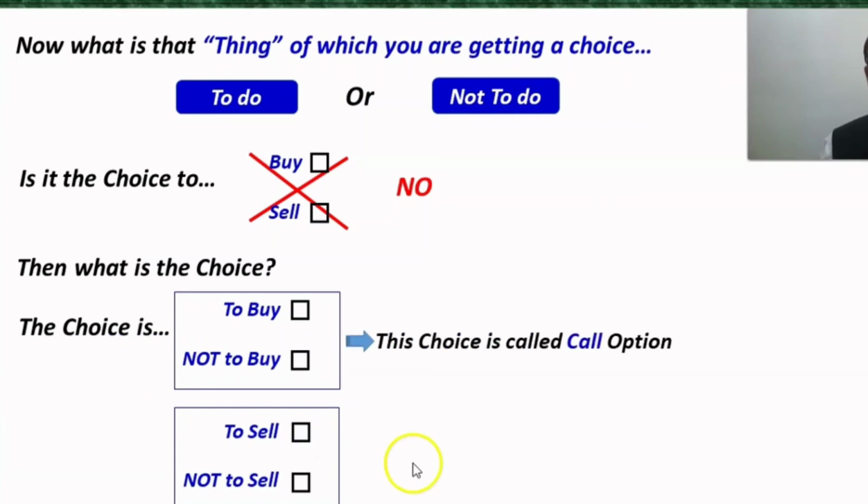Understood the difference? Now this choice, when you are offering somebody a choice of buying or not to buy, is called a call option. CALL, call option. All right. So when you think of a call option, it is the choice between buying a thing and not buying a thing. And if this is the choice, then there has to be a buyer of the choice and a seller of the choice. Don't get confused. It will become clear in a moment.